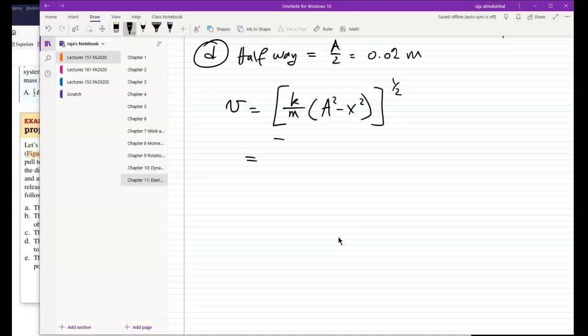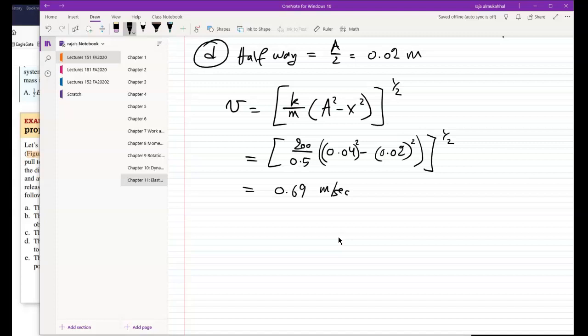So I'll have here 200 over 0.5 times 0.04 minus 0.02. Oops, sorry, this is squared, right? And that's, sorry, squared, all the way to the half. You see what I'm saying? And then you just calculate all of that, and when you do it, you will end up with 0.69 meters per second.